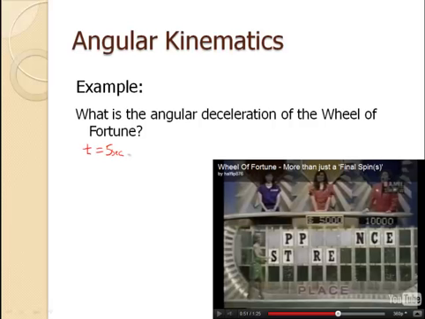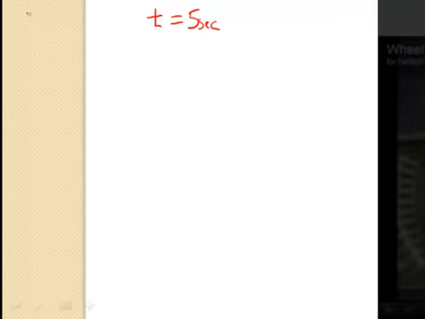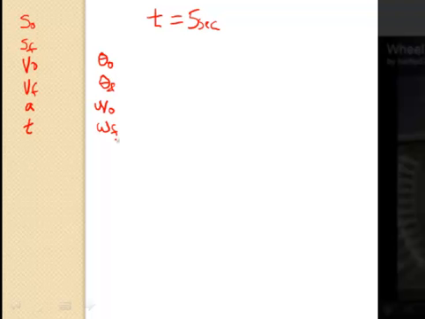Well, if you remember what we used to do, we used to make a tower of things that we knew and didn't know, and then pulled out the formula that we needed to answer the question. So we used to do S naught, Sf, V naught, Vf, a, acceleration, and time. And if we do the same sort of thing for angular velocities, we have theta, the initial angle and the final angle. We have the initial speed, although that's an omega, not a v, and we have the final velocity. We have the acceleration, or in this case the deceleration of the wheel, and then we've got time.